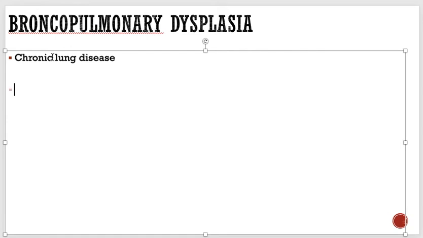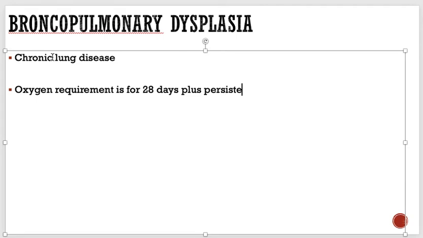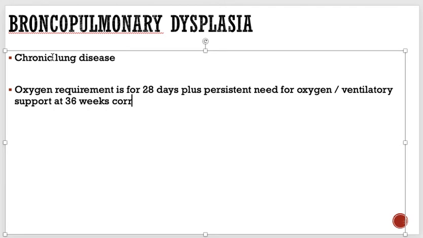So clinically, it is defined as when the oxygen requirement is for 28 days plus, a persistent need for oxygen or ventilatory support at 36 weeks of corrected gestational age. See, it's a clinical type of definition.